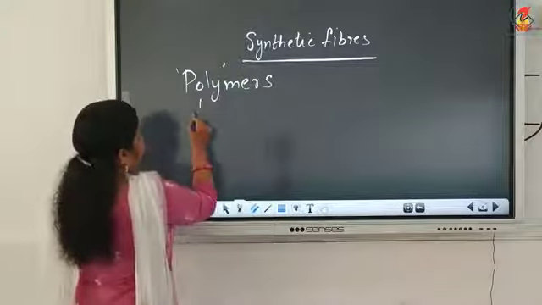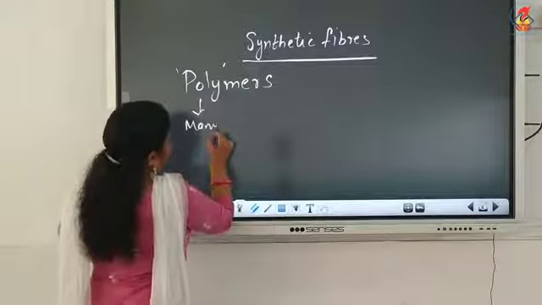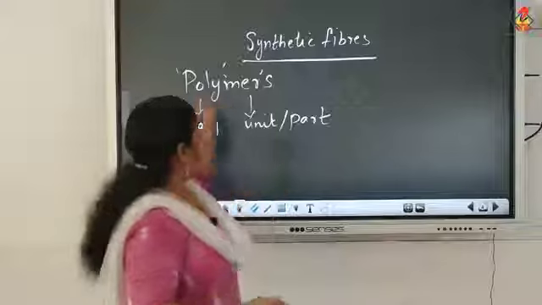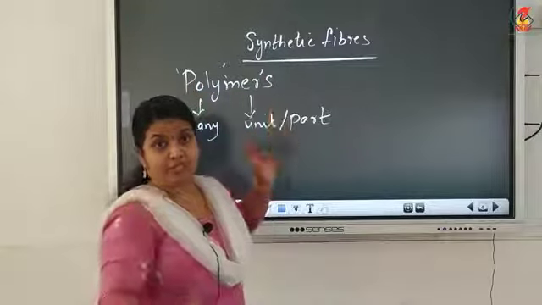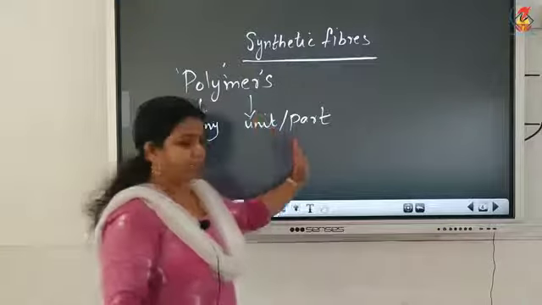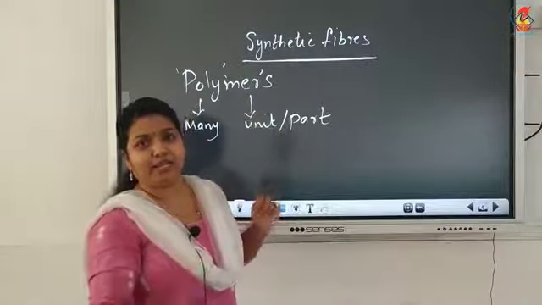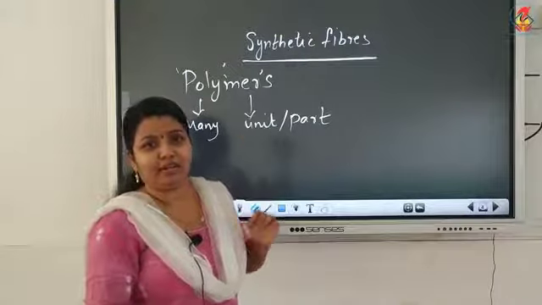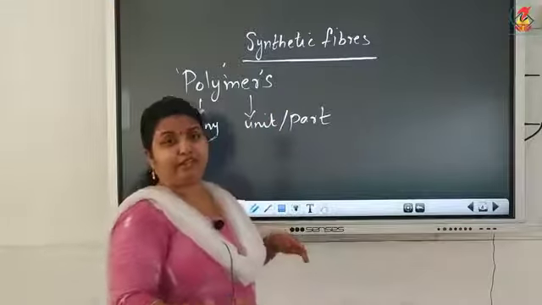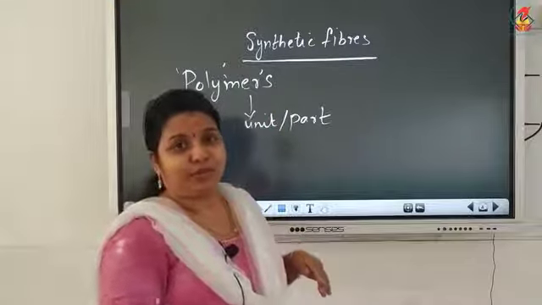The term poly means many, and mer means unit or part. So many small units or parts add together and you get a large single unit called polymer. Many small units add on and you get a large single unit called polymer. Now many examples are given there in your textbook to show what are polymers.